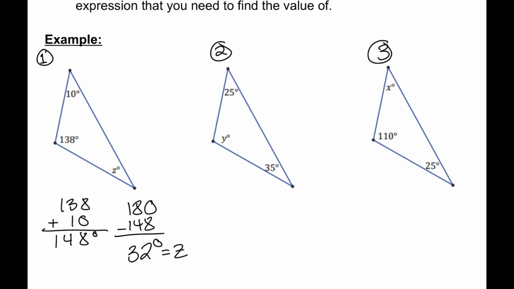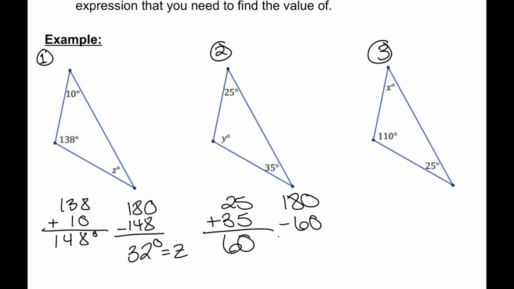The next one, example 2, we have y, 35, and 25. Same thing. The two numbers that they gave us, or whatever they give us, we combine together. So in this case, we have 25 plus 35, and that gives us 60. Then we have to find out what is the remainder after we subtract it from 180. So we do 180 minus 60. We'll find out that the value of y is 120 degrees.